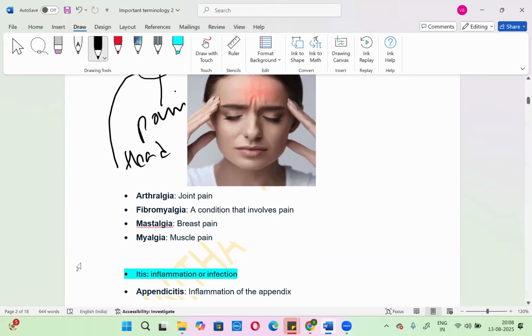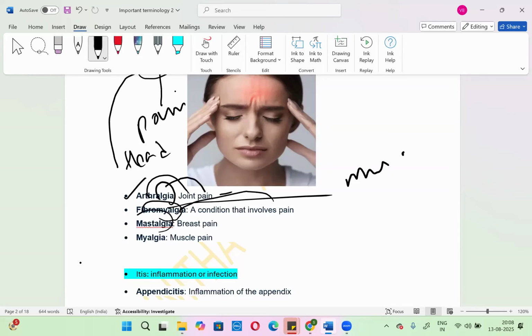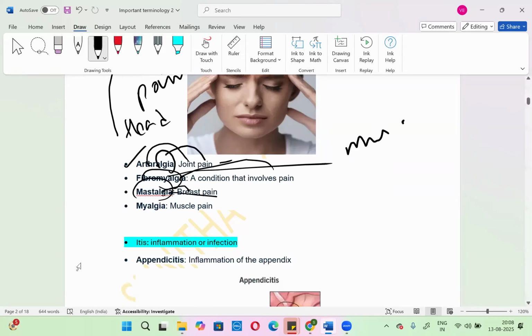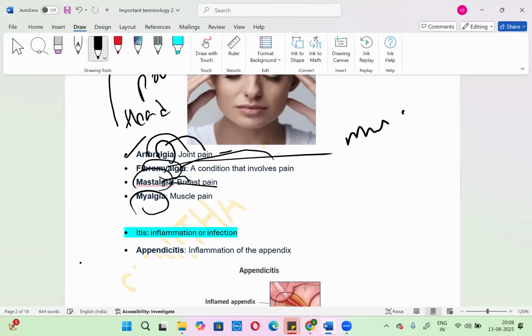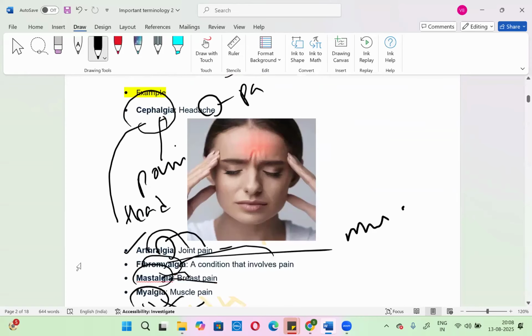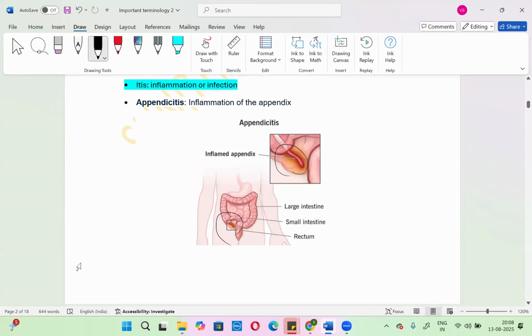Now where can we see the terminologies? Arthralgia: algia is pain, arth is joint. Fibromyalgia: algia is pain, myo is muscle, so muscle pain. Mastalgia: algia is pain, masto is breast. Similarly, you can see myalgia: algia is pain, myo is muscle. In this way, you can see the algia terminology.